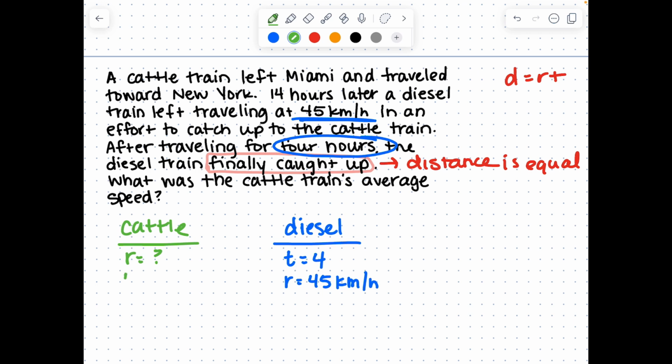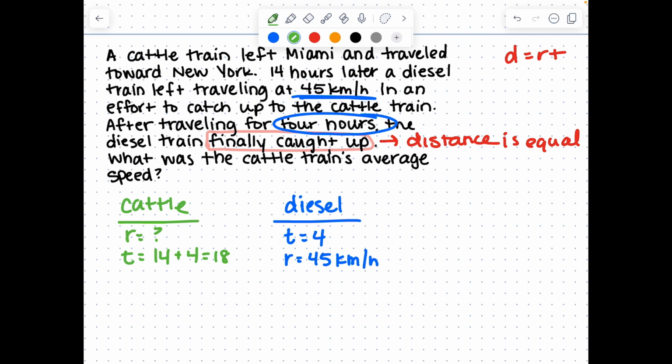But when we think about the time, think about everything that's in this question. So the cattle train left and traveled towards New York. 14 hours later, a diesel train left. So we had 14 hours before the diesel train even left the station in Miami. After 4 more hours, after the diesel train had been going for 4 hours, then that's when it finally caught up. So our time the cattle train has been going is 18 hours.